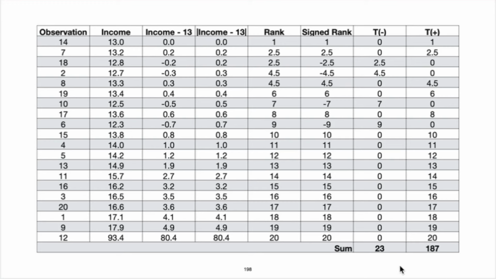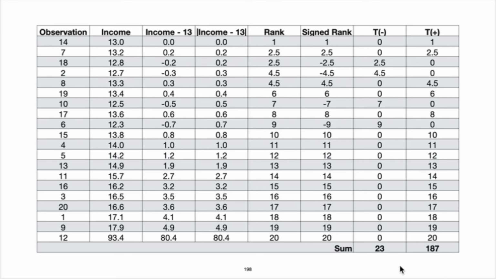And so now the conclusion. Remember that in this case, because this is a right-tailed test, the test statistic is T minus. So T is equal to 23. And because that's less than our critical value of 37, we reject the null hypothesis and conclude that the alternative hypothesis is true. And so we can say that there is sufficient evidence at the 0.01 level of significance to conclude that the median household income in this area is different than 13,000. Okay, so that's how we would perform the exact test using the Wilcoxon signed rank test.